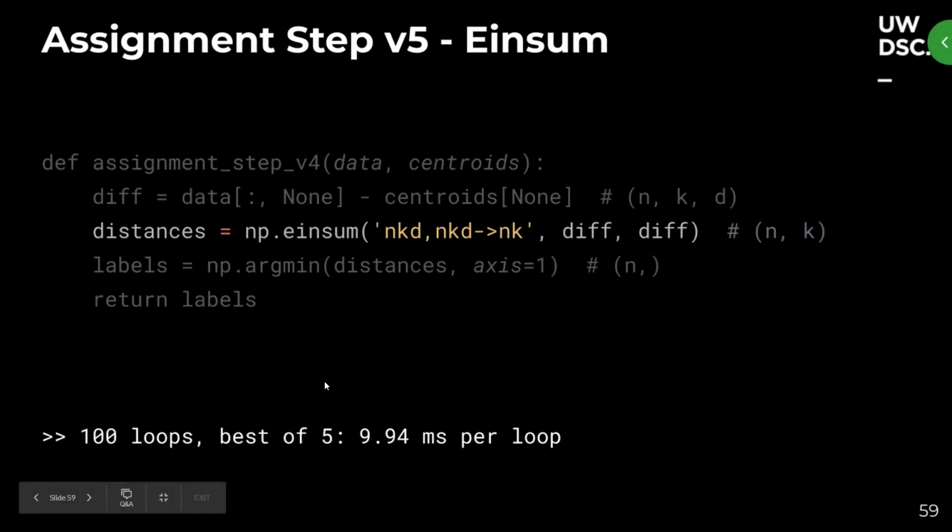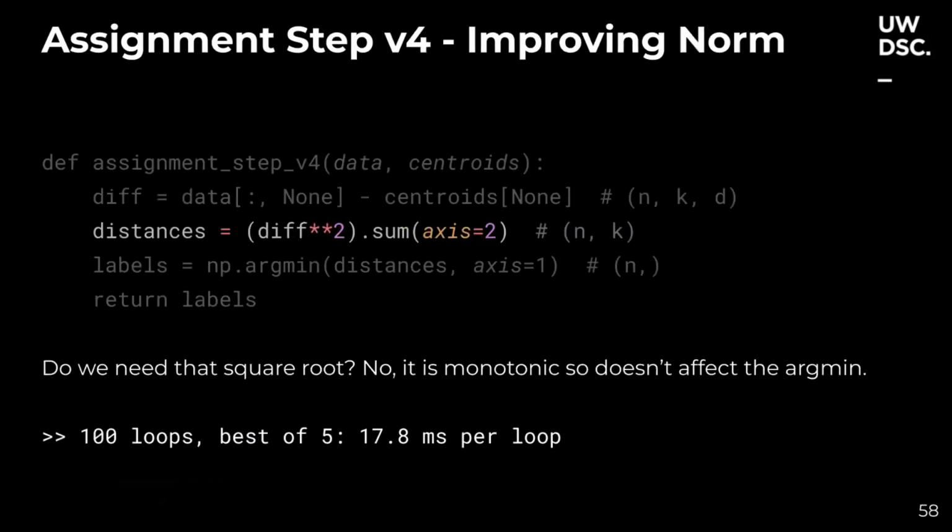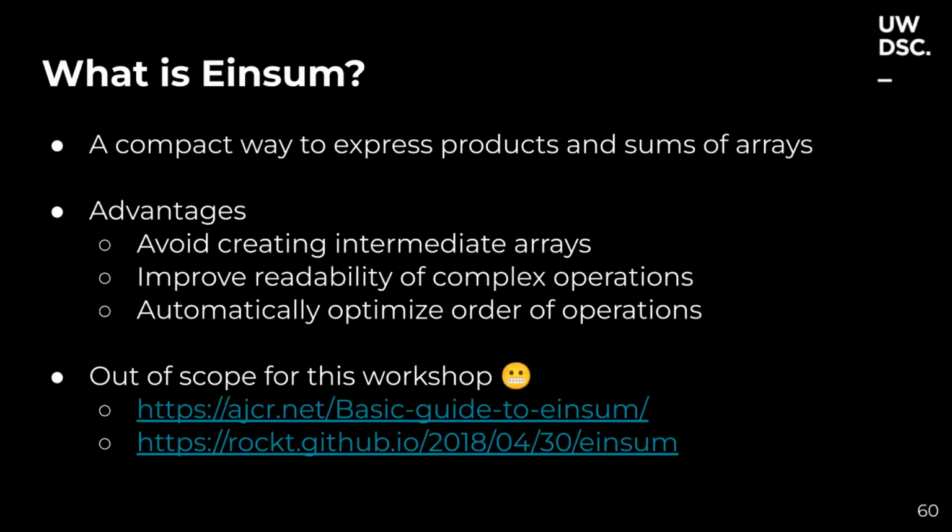And we see that we get like a 2x speed up from doing this. And so what is this mystical thing called einsum? Basically, einsum is a very compact way to express products and sums, right? Essentially here, by taking a square, you're thinking of a product of diff with itself, which is exactly what we're representing here. And then we want to do a product and then a sum. And so einsum can represent that in a very compact way.